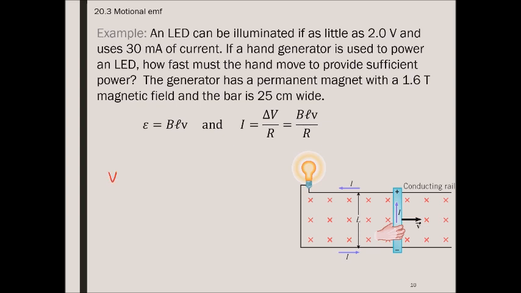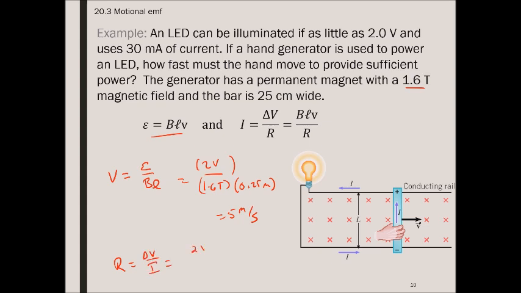So the velocity is equal to E over BL, just using this formula, and that's equal to 2 volts over 1.6 Teslas. So it says that's the magnetic field, and 0.25 meters, which gives us 5 meters per second to be able to generate that voltage. And who can resist an opportunity to use Ohm's law whenever we can? So we're going to figure out the resistance of this particular LED. The LEDs don't have a resistance in the typical sense, but they still have a voltage drop associated with a current. So this particular LED, we would say, would be 66.7 ohms.